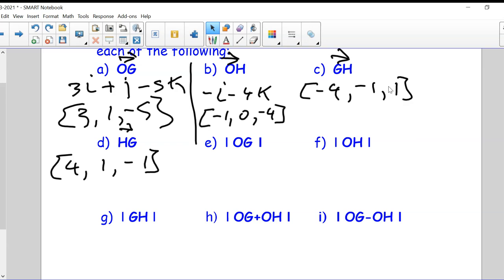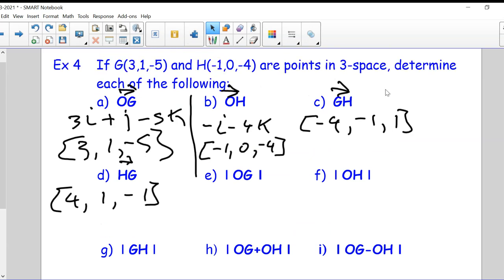Okay, let's get to the OG vector now. I like saying OG. Anyway, what we're trying to determine this time is the magnitude of the OG vector. Well, we already have the OG vector right here. It's 3, 1, minus 5, right?